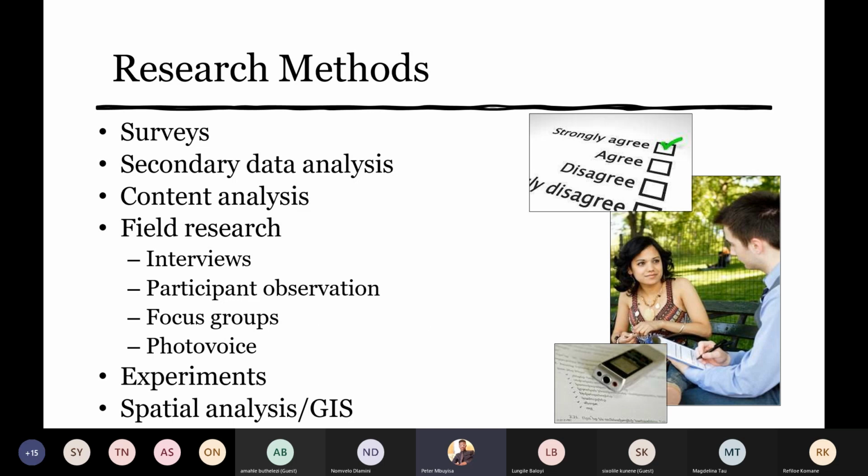Is it quantitative or qualitative? Qualitative. Yes, okay, that's correct, because again it's interpretive in nature. And what about field research? In terms of interviews, field research, is it quantitative or qualitative? Qualitative, because you gather data and you interpret it.